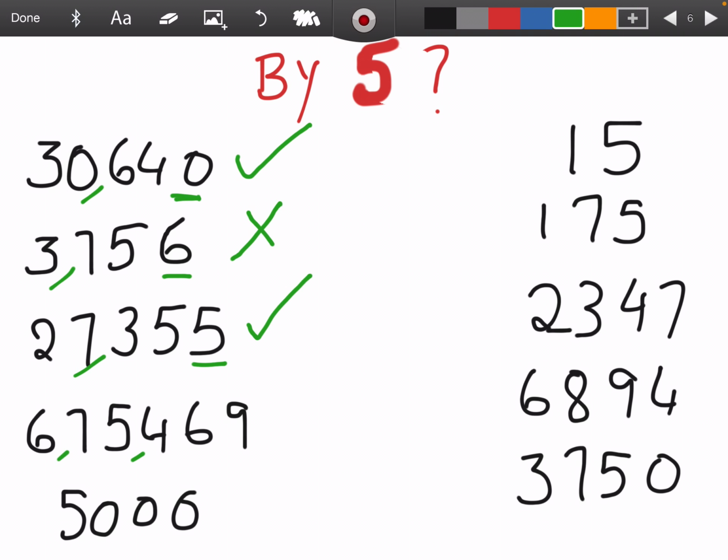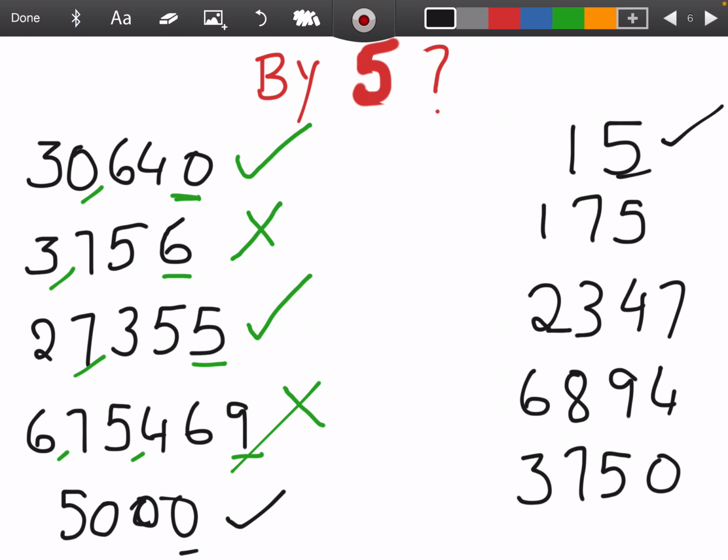The next is 6,075,469. In this number, the last digit is 9. So the whole number is not divisible by 5. Here the last digit is, let me write it clearly. This is not a 6. So this is 5,000, and obviously the last digit is 0. So 5,000 is divisible by 5.